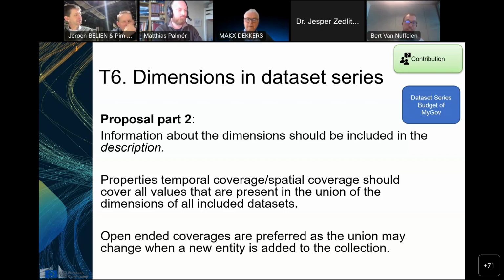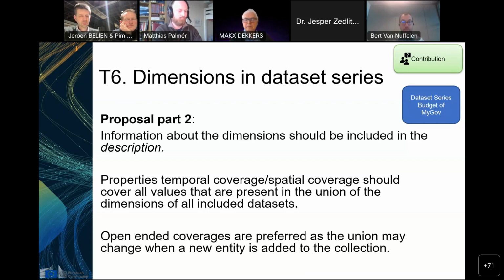And of course, since typically there is an accrual periodicity, such as a yearly or bi-yearly update, it could be wise not to close the temporal coverage, but maybe have an open-ended definition for that. So this is the proposal at the level of the dataset series. You have described what this dimension is, and you try to summarize and aggregate it in a range or in a few values that cover the dimension that each dataset in the collection is a part of.